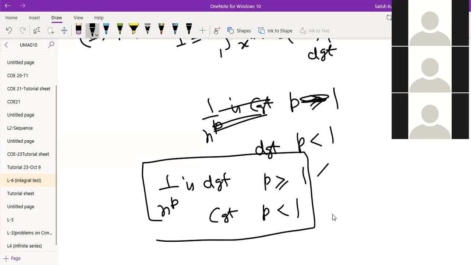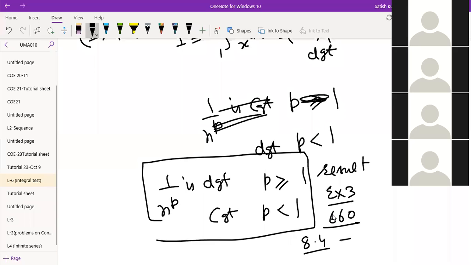So I will start from this result in your next lecture. It is solved in example number 3 on page number 660. So please try to solve the 8.4 exercise, at least 1 to 10 or 15 questions, as many as you can. Okay, so I will start from here in the next lecture.